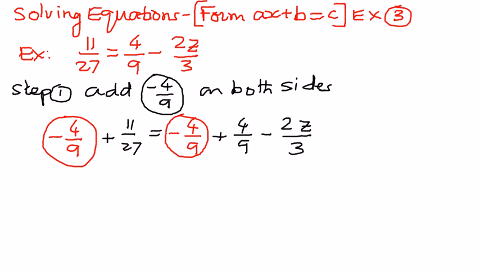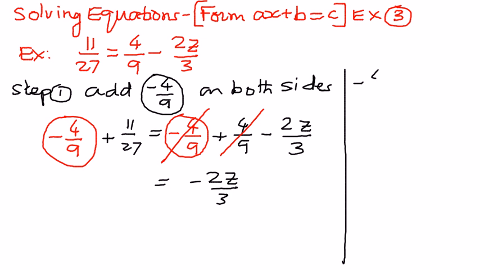Right? So now, since on the right hand side we have negative 4 over 9 and positive 4 over 9, those cancel out, leaving us with negative 2z over 3 is equal to, we need to simplify negative 4 over 9 plus 11 over 27. So let's take that onto the side here. We have negative 4 over 9 plus 11 over 27.